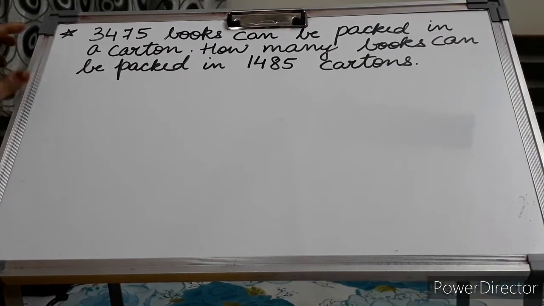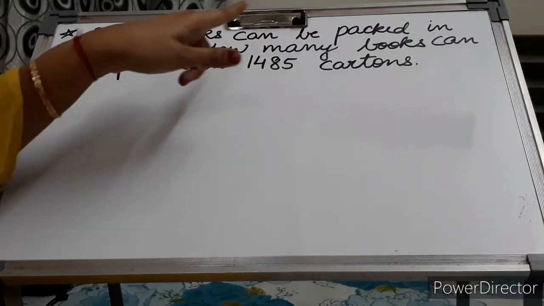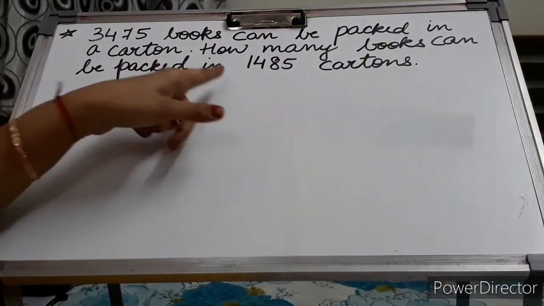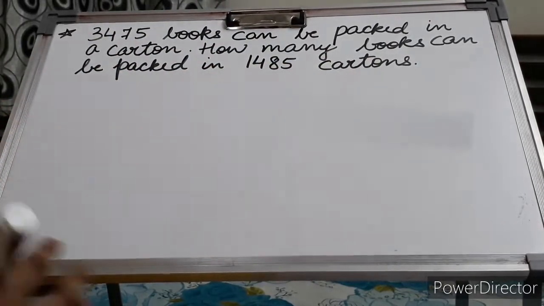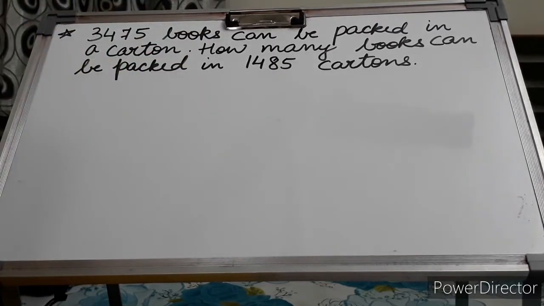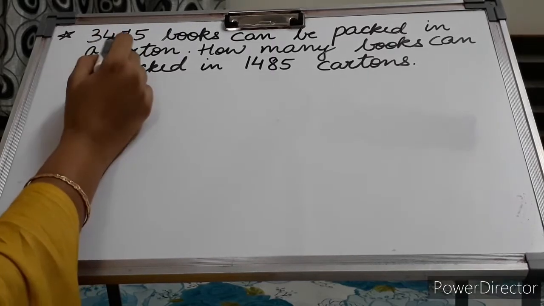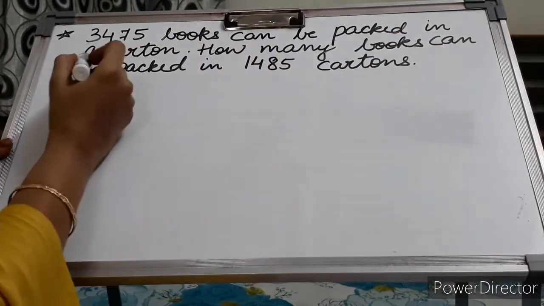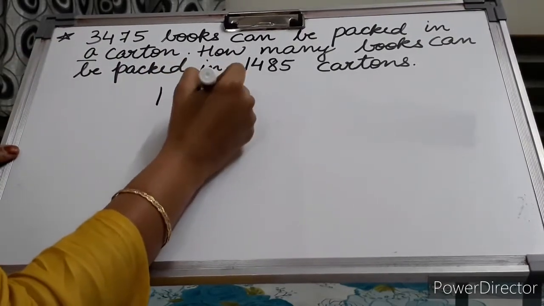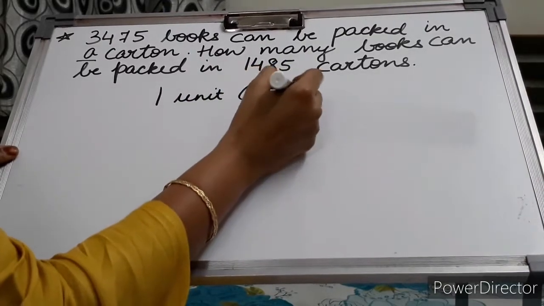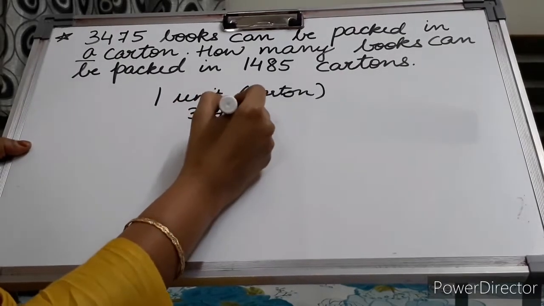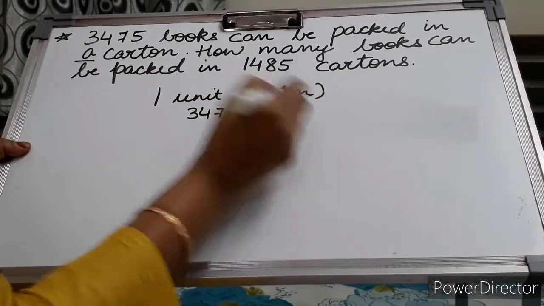Now the question here is: 3,475 books can be packed in a carton. How many books can be packed in 1,485 cartons? Now we have to check what is given here. 3,475 books can be packed in a carton. In a carton means one unit is given. That is the carton. Okay, so that is given.